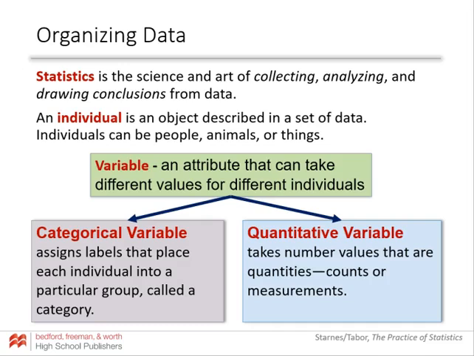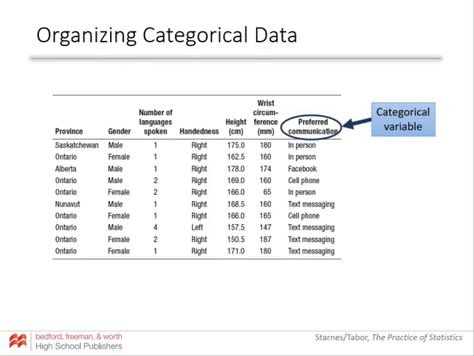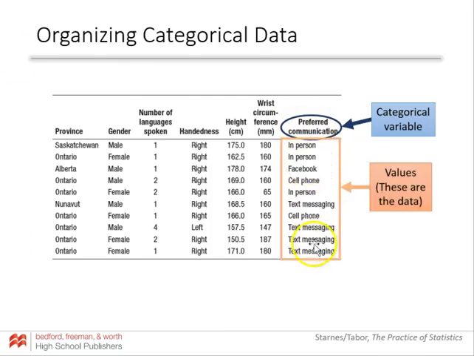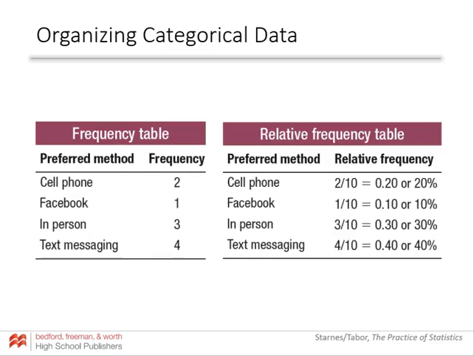Something like your phone number or your social security number, those things, even though they're numbers, are not quantitative because they're not counting or measuring something, they're just identifiers. Okay, so here we have some data. Preferred communication would be a categorical variable, and then we have our data values, which is what each person selected as their answer.